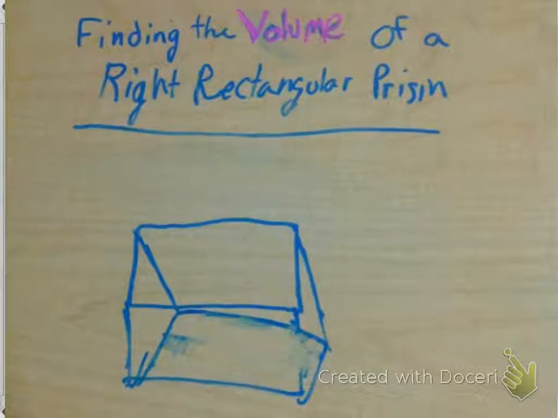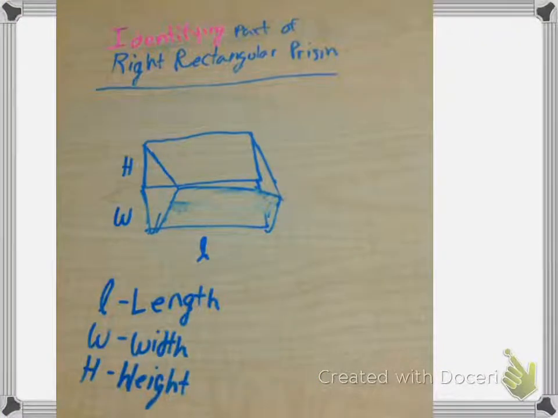This is, sorry for the mess, my box, I guess. So this is what we're looking to find the volume of, and then just identifying the parts of the right rectangular prism. What I've labeled the L here on the bottom is the length, and over here to this side where the W is, that's the width, and this here is the height of the box.